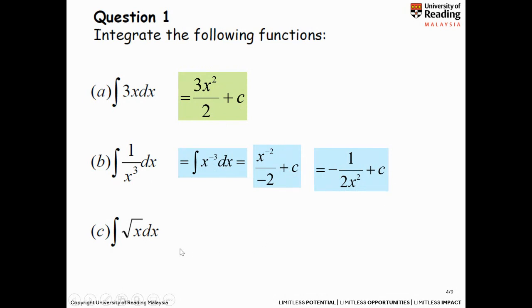As for 1c, when you see a square root or a cube root, you need to change it to a fractional index. Square root is the same as x to the power half. Cube root, you shall get x to the power 1/3, and so on. When we integrate, half plus 1 will give you the new power of 3 over 2. Don't forget to divide by the new power 3 over 2. This is a complex fraction, which we simplify as 2 over 3, x to the power 3 over 2.